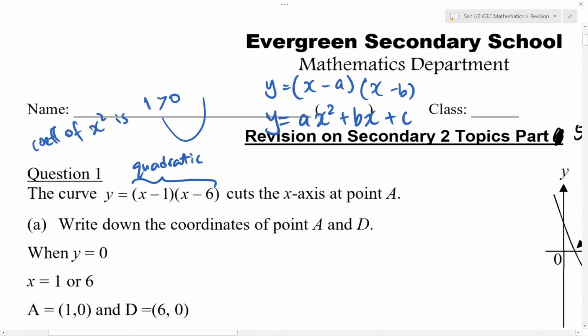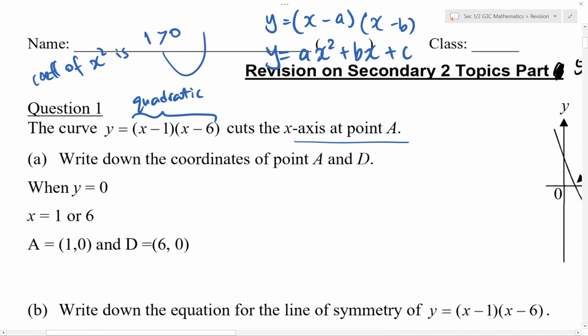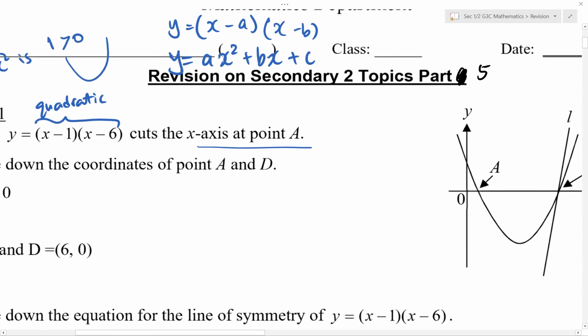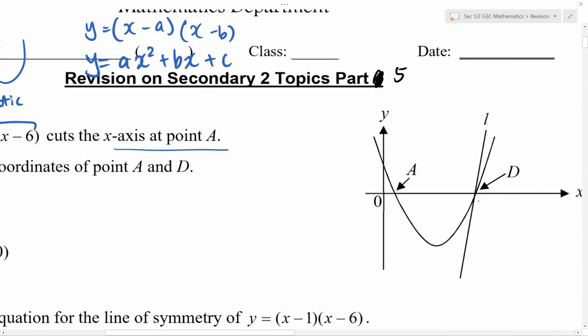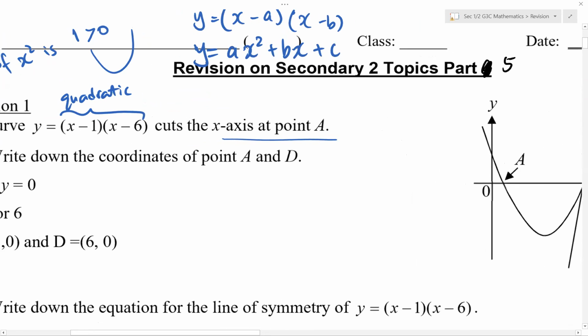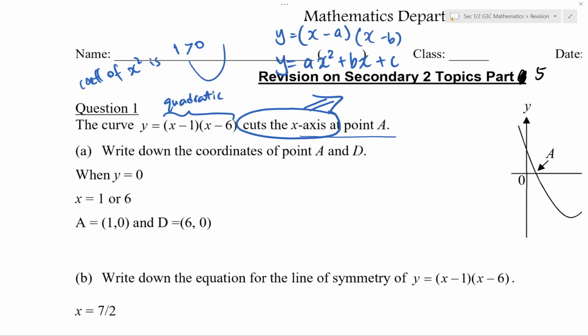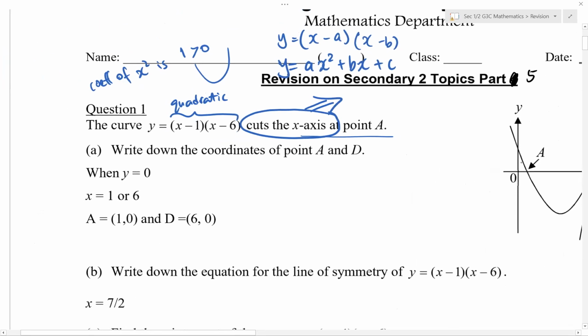And no surprises there. It says it cuts the x-axis at point A, and it actually cuts at point D as well. Why do I say it is useful for finding x-intercept? Because, and here is your next note that you need to write down, cuts the x-axis implies, what does it imply? It's x-intercept, but what else? What is the equation of this line?